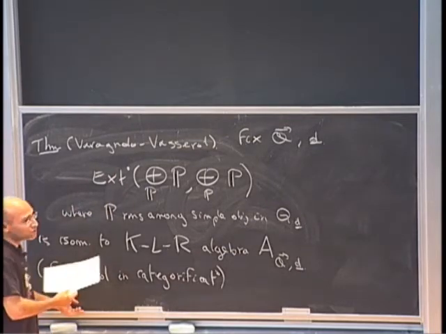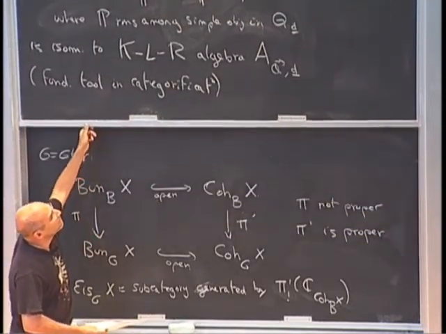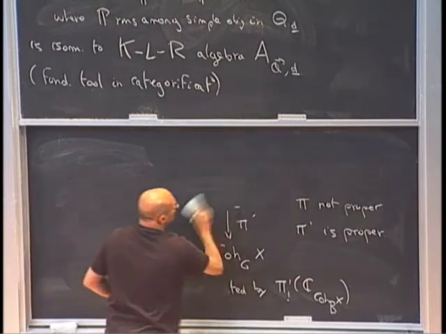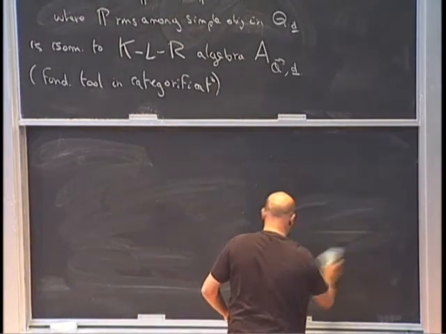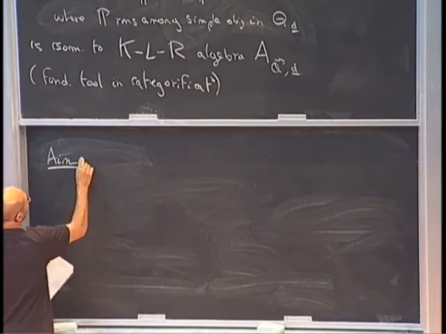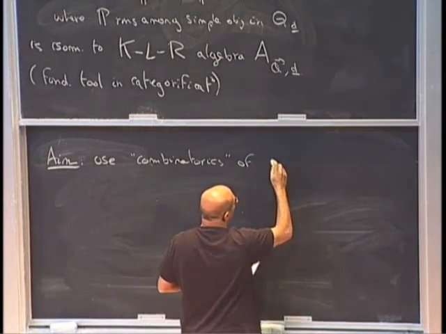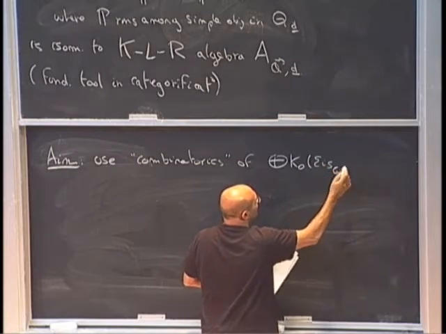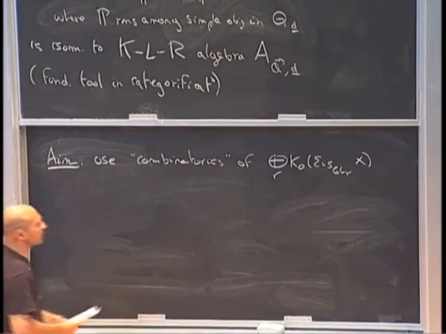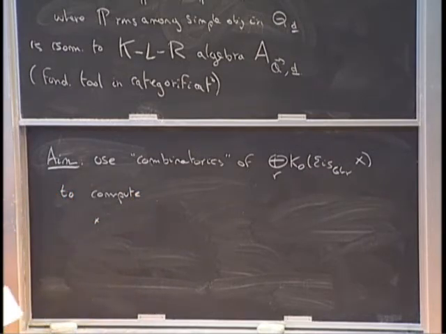Okay, so what do I want to do? This was just to explain the position of these algebras in this geometric Langlands program. But now let me briefly state what I want to do in these lectures. I don't really want to talk about the Langlands correspondence, but rather give some nice application of these algebras. So the aim is to use the combinatorics of, actually, I will use a simpler-minded version of this algebra, which is not defined using perverse sheaves, to compute two things which are very strongly related.